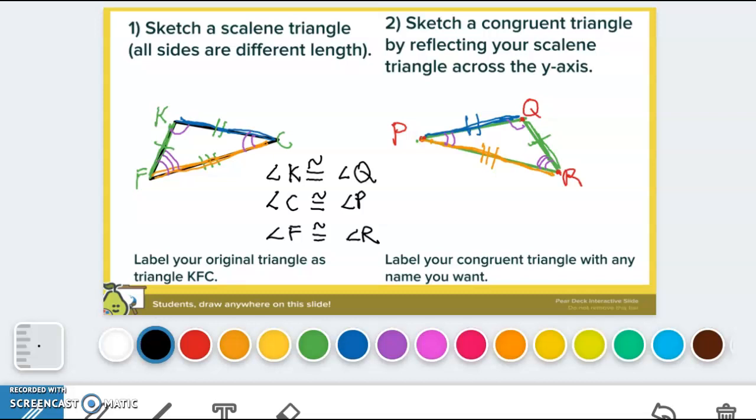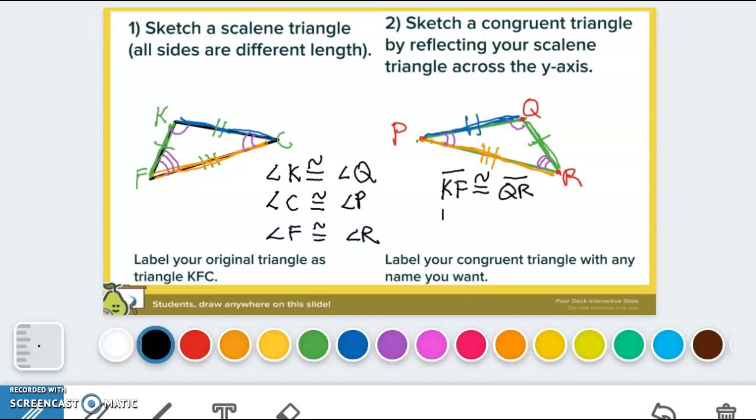I would write KF, and this is a side of a triangle, so it's a line segment. So we would use a line over, like so, is congruent to the side on the right hand side triangle, QR, like so. Okay, what about the blue side with the blue side here?